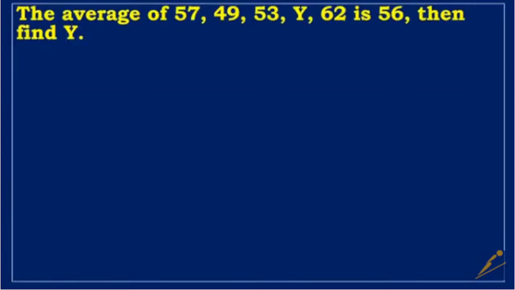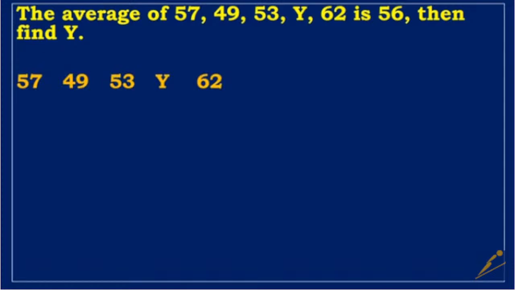Let's look at one example to understand the average concept with non-consecutive numbers. The average of 57, 49, 53, y, 62 is 56. Then find y. There is a really interesting math trick behind it. To find the deviation of each value from the average value, you would subtract the average value from each individual value.